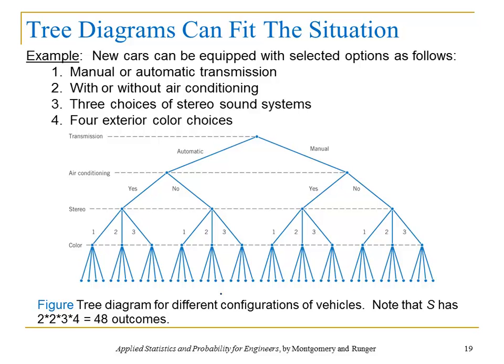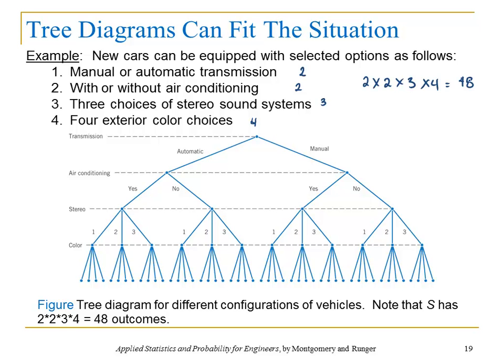So you can decide whether you have a manual or automatic transmission, with air conditioning, 3 choices of stereo sound systems, and 4 color choices. So again, that's 2 options for the transmission, 2 options for the AC, 3 options for the stereo system, and 4 options for the color of the exterior. Then you're going to have 2 times 2 times 3 times 4 outcomes, which is equal to 48.